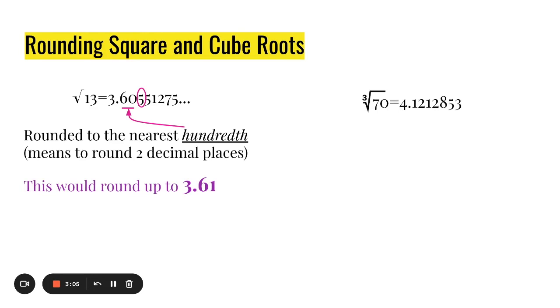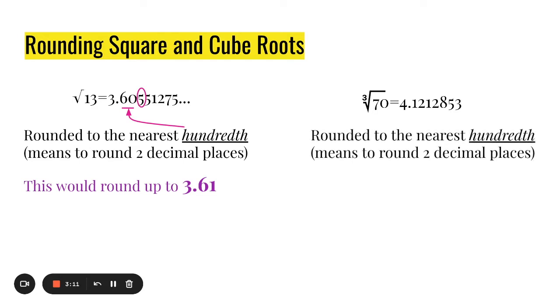Now the cube root of 70 is 4.1212853. If we wanted to round this to the nearest hundredth or 2 decimal places, again, we look at the first 2 decimal places, look at the number directly after that, which in this case is a 1, which means this number would round to 4.12 or 4 and 12 hundredths.